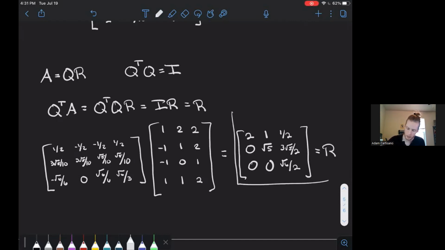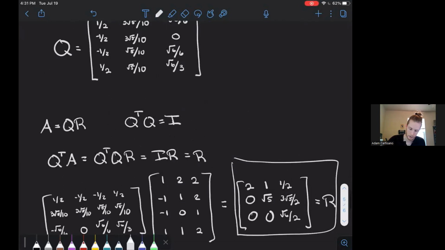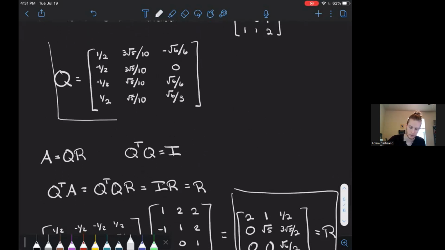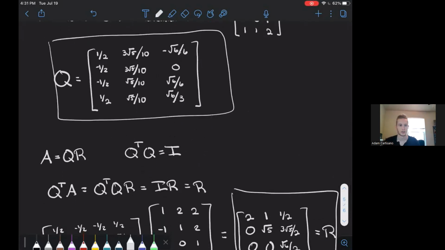Okay, there's R, and here's Q. And that's it. That's all that we need to do for a QR factorization. Once you've computed an orthonormal basis for the column space, just stick those basis vectors in a matrix, take the transpose, multiply with your original matrix, and you will magically produce an upper triangular matrix that satisfies this QR factorization.